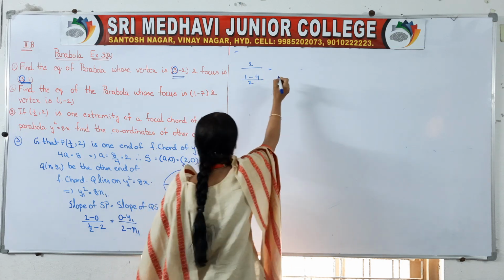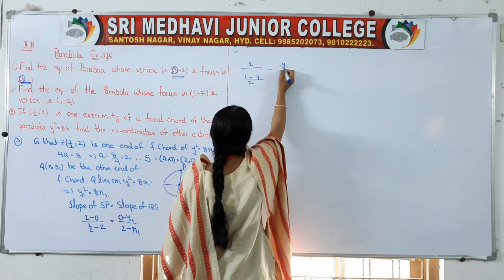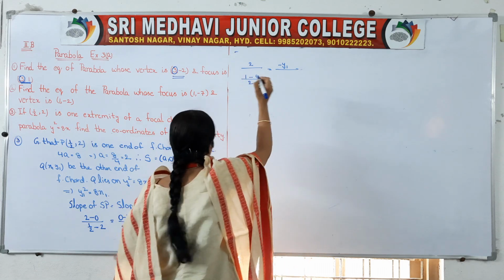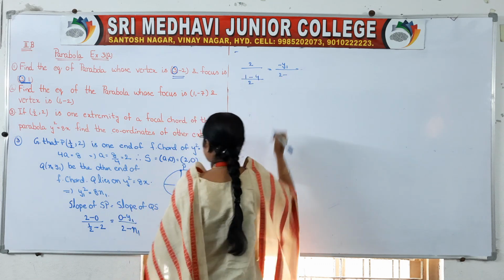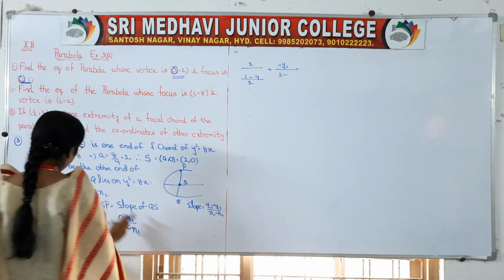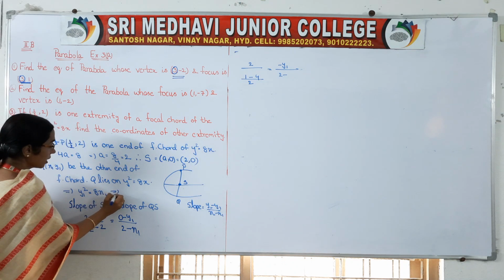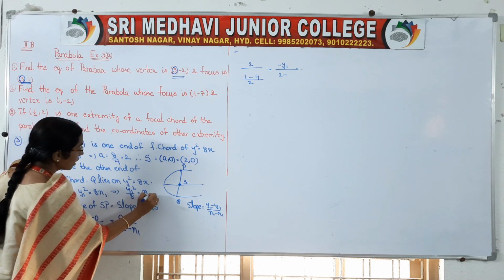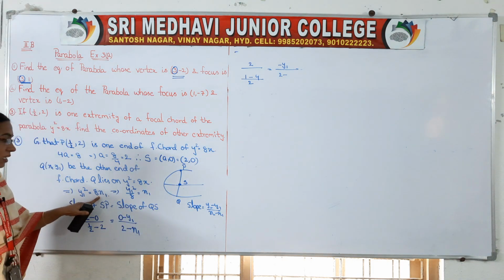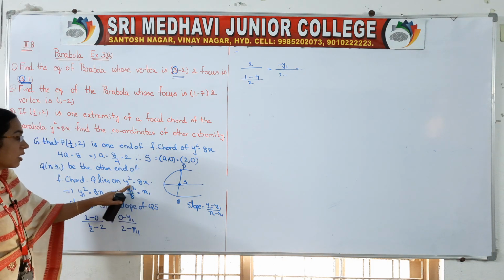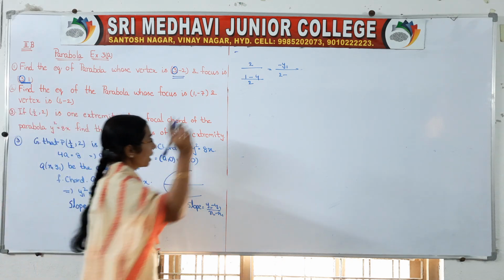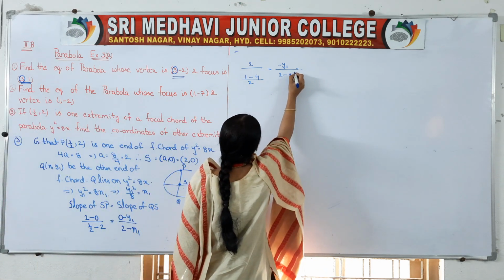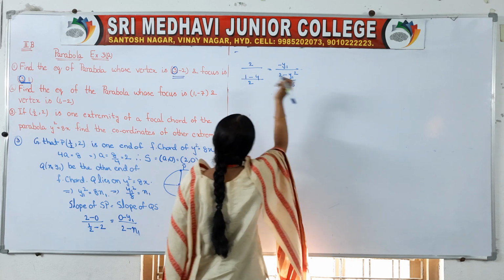So next, slope is equal to minus y1 by 2 minus x1. How will we take the x1 value? From this, y1 square by 8 is equal to x1. From this equation, what is your x1? y1 square by 8.